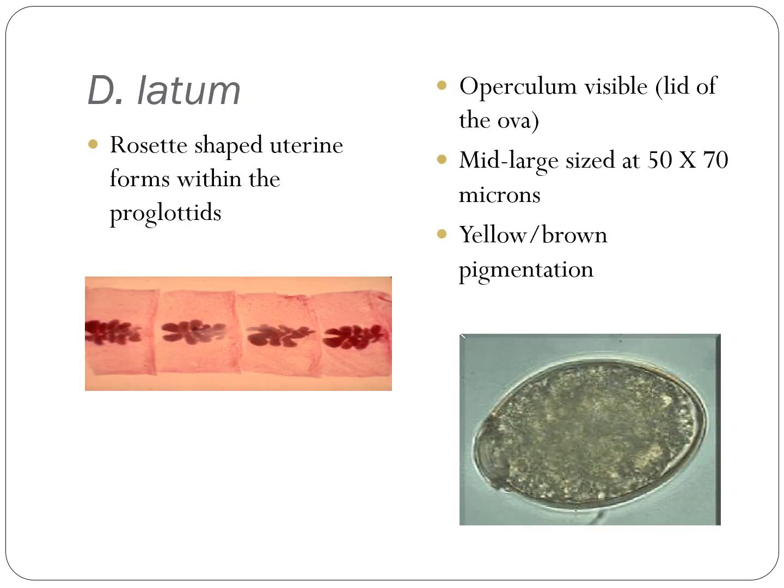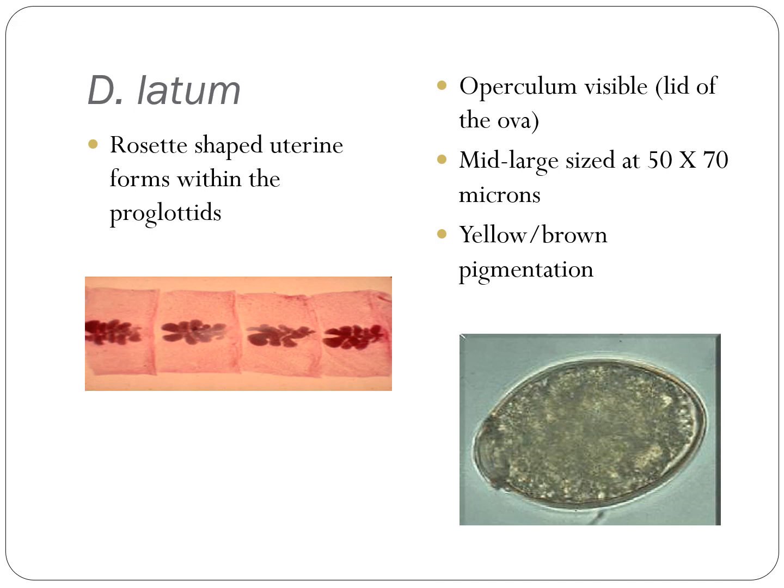Diphyllobothrium latum has an interesting shape to its uterine branches. It's actually rosette formed, and you can see that in the image on the left. There is an operculum visible on the ova, and an operculum is basically an escape hatch for the worm that is inside of the ova. You can see it on the bottom left in the image on the right. You can see where the egg has a little hinge where it's going to open and liberate the worm inside.